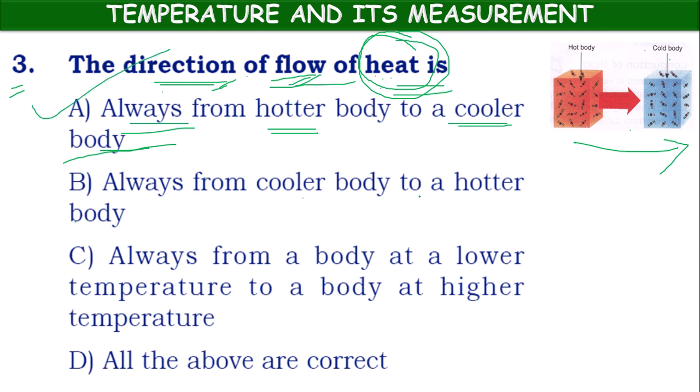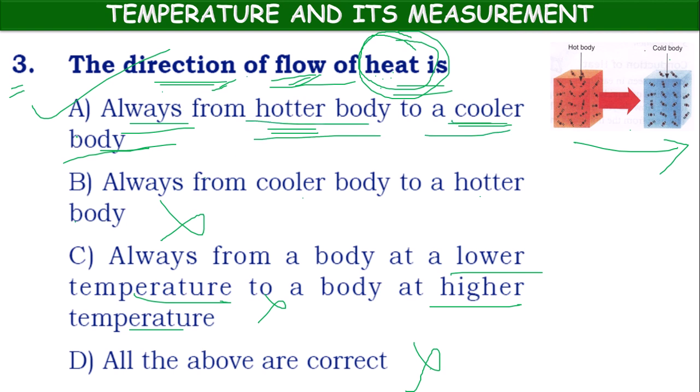Option B, cooler body to hotter body, wrong. Lower temperature to higher temperature, wrong. All the above, wrong. So the correct answer is option A. Heat always flows from hotter body to cooler body. As shown in this diagram, it will flow from hot body to cold body.